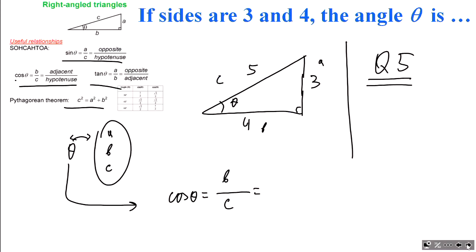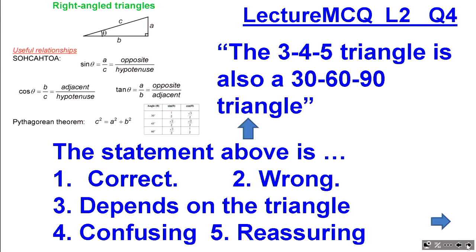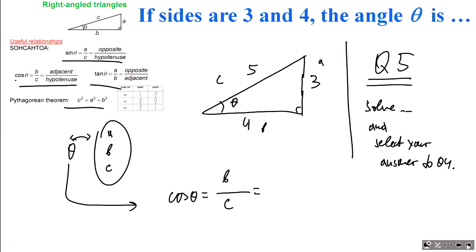Question 5. Solve and select your answer to question 4. So the same question, the same set of answers. You now please enter it into the next available slot, number 5. So I don't change the question, I change the number of that question. I'm asking the same question twice. It was question 4, now it is the same question, but now it's number 5. And now you have some extra guidance. Use it.